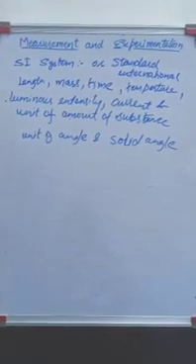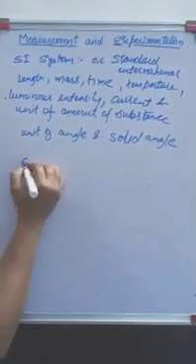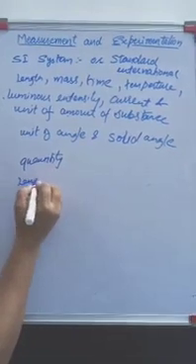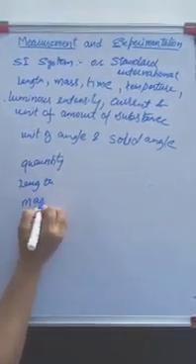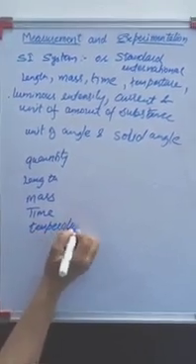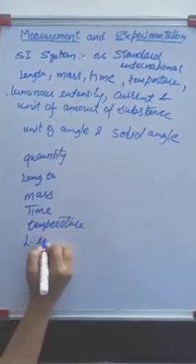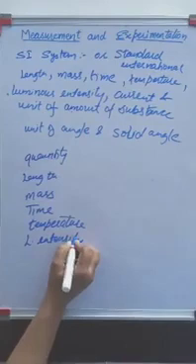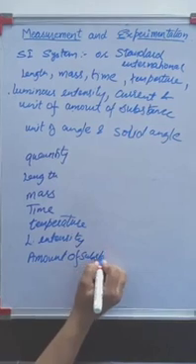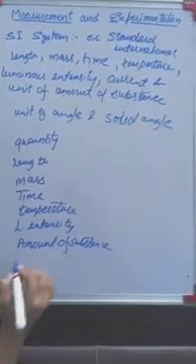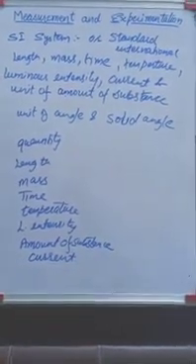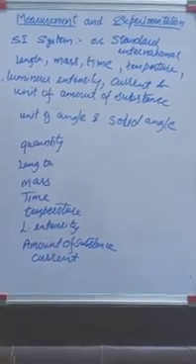I am making the table over here. So what the quantities I am having in SI system? Quantities will be length, mass, time, temperature, luminous intensity, and amount of substance. And current. These are the fundamental quantities I am using.